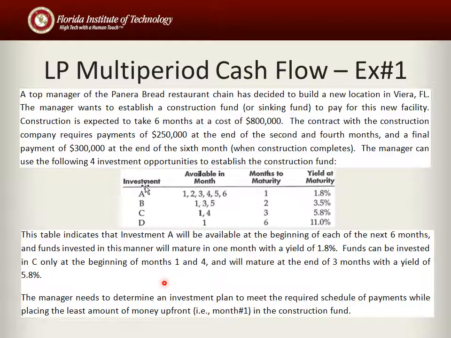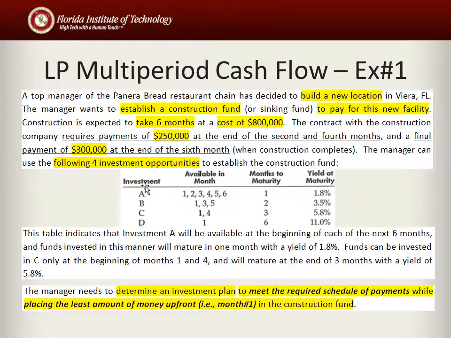So he wants to determine a plan that's going to allow him to repay these payments of $250,000 at the end of the second and fourth months, and the final payment of $300,000, which will constitute the total cost of the project. And at the same time, he wants to place the least amount of money up front. So he wants to minimize the amount of money that is placed in month number 1. Eventually, whatever is left is going to be reinvested. So this is the problem statement.